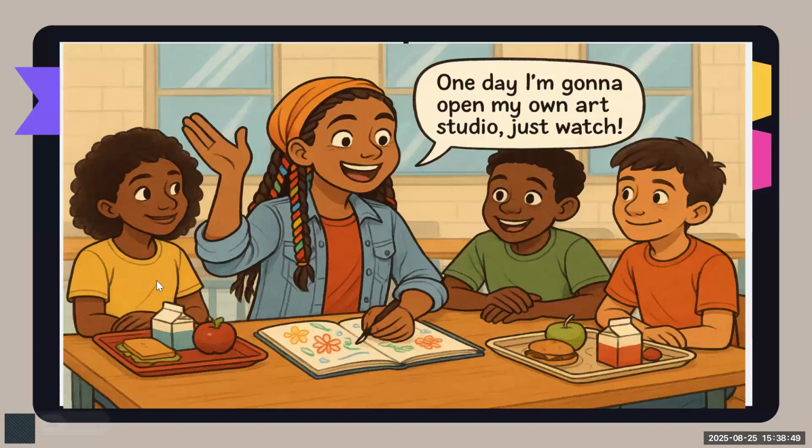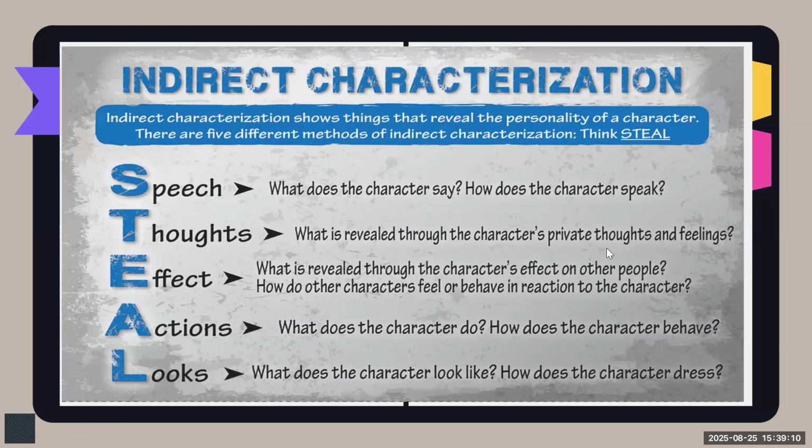So, did you catch how we learned about Marisol without me ever saying she's creative or she's a leader? That's you practicing indirect characterization. The author showed us who she was through clues, and it's our job as readers to figure it out. We can remember these clues through the word STEAL. Speech. Marisol says she'll open an art studio. That tells us she's ambitious. She has big goals. Thoughts. She thinks about inspiring her little brother, which shows us she's caring.